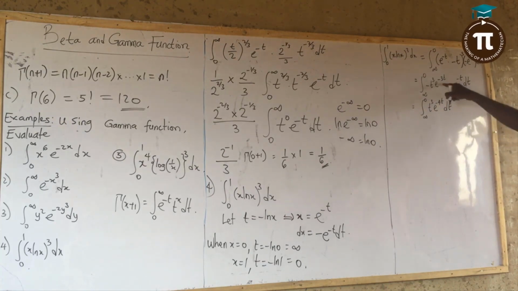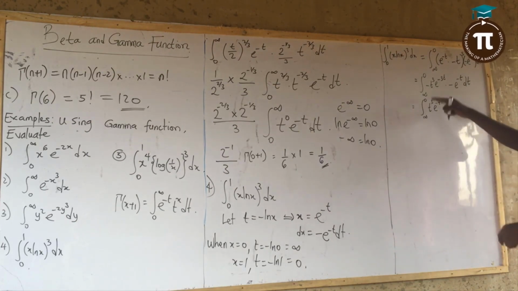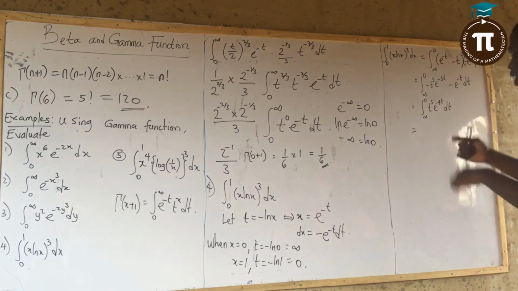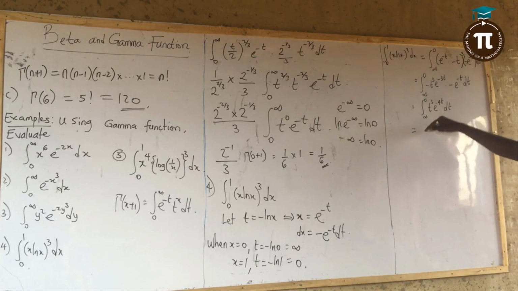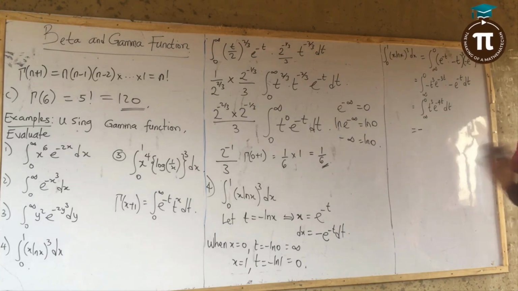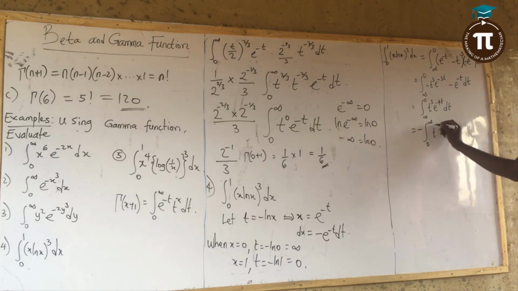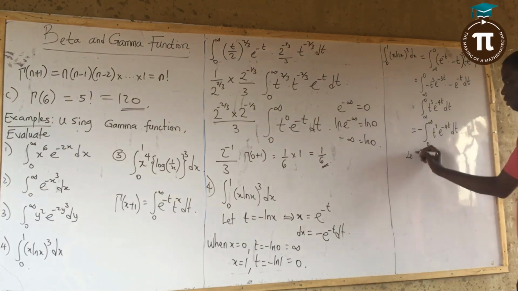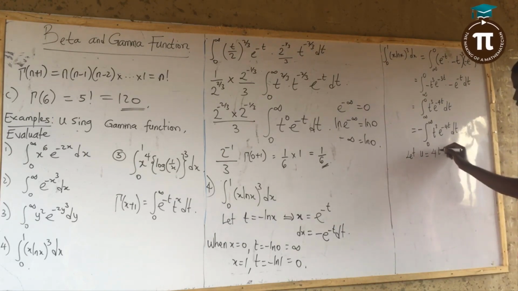e raised to power minus 3t multiplied by e raised to power minus t gives me e raised to power minus 4t. So I will swap this bound. When you are dealing with integrals and you want to swap the bound, you put the infinity up and bring the 0 down, and just introduce a negative sign, that's all. So this one will become minus the integral from 0 to infinity of t raised to power 3 e raised to power minus 4t dt. So again, let u be equal to 4t.